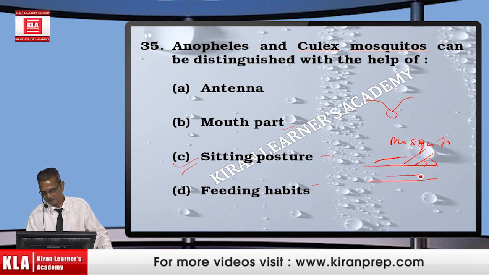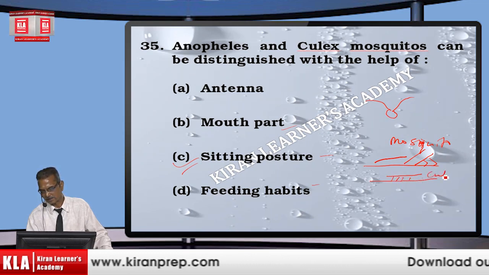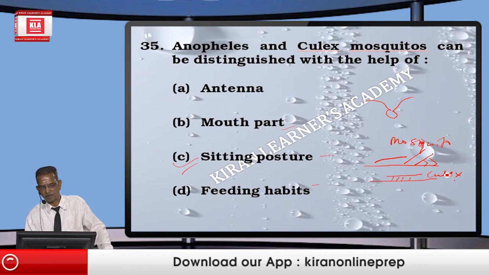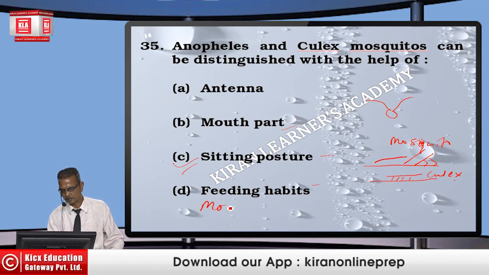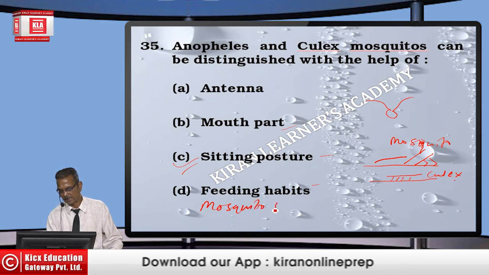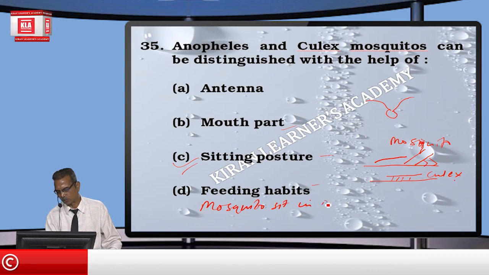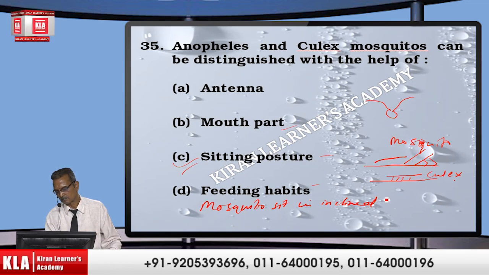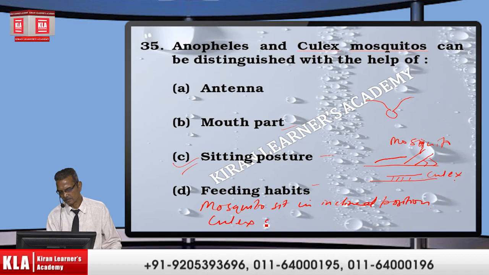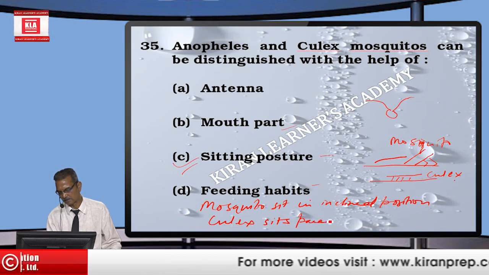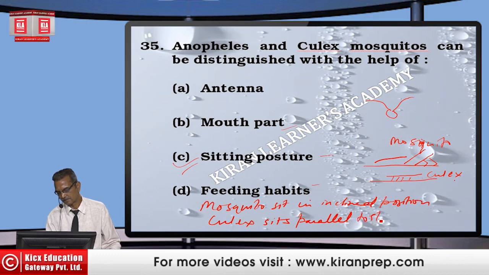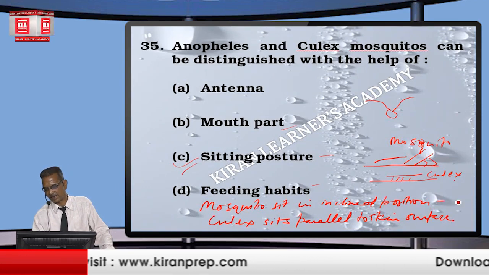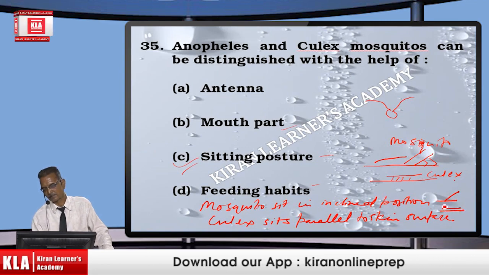If it is parallel, then it is Culex. That means Anopheles mosquito sits in an inclined position, whereas Culex sits parallel to the skin surface. That is, it's like this and it's like this. So the C, sitting posture, is the correct option.